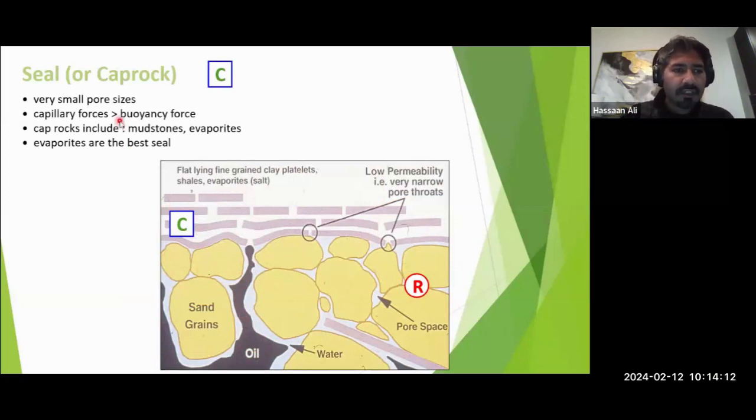Seal rocks are characterized by very small pore sizes. That means the capillary forces are more than the buoyancy forces. Most of the common types of cap rocks are mudstones and evaporites. Usually in terms of cap rocks, evaporites provide the best seals. Salt domes also provide a very good seal rock. Evaporites is just another name for the salt domes.